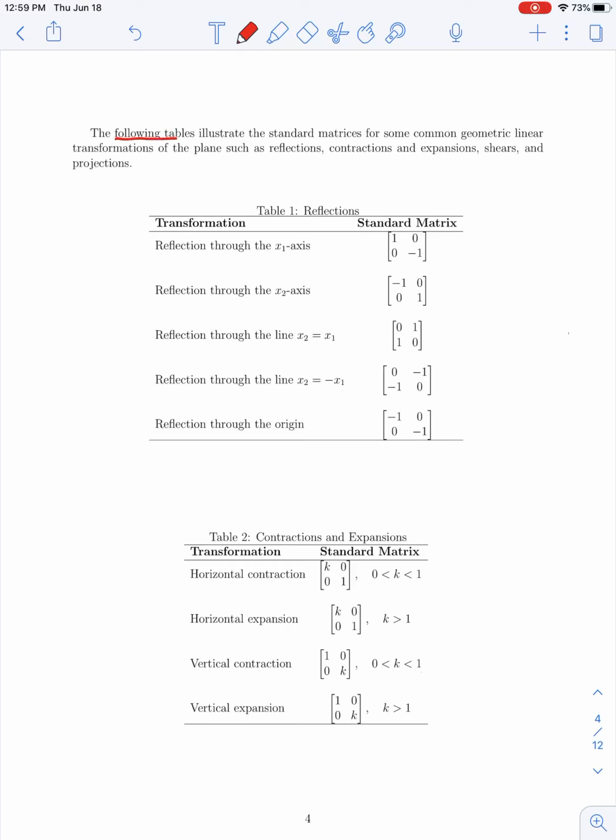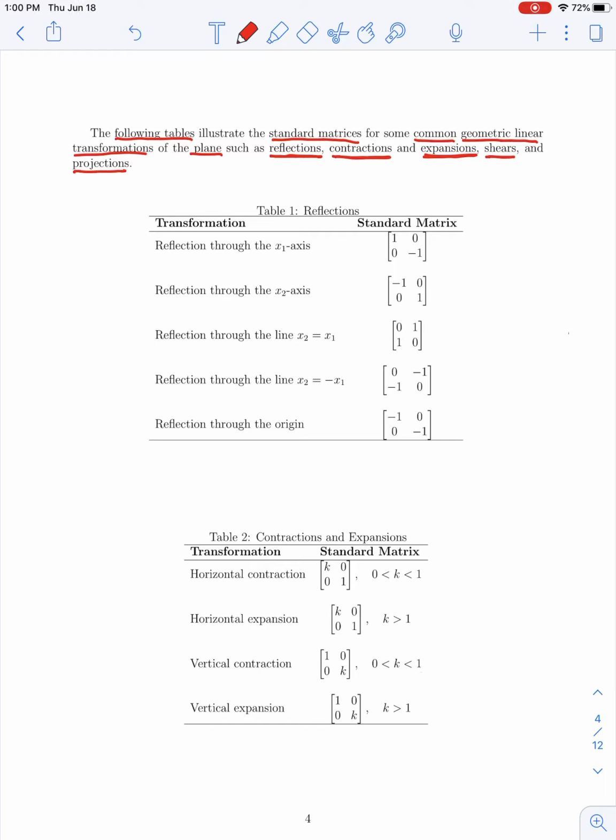So the following tables, which we'll consider, illustrate the form of the standard matrix for several common geometric linear transformations in the plane. Common geometric transformations that we're going to consider are reflections through different lines, contractions or expansions of a vector, shears, which we considered in the last section, and projections.